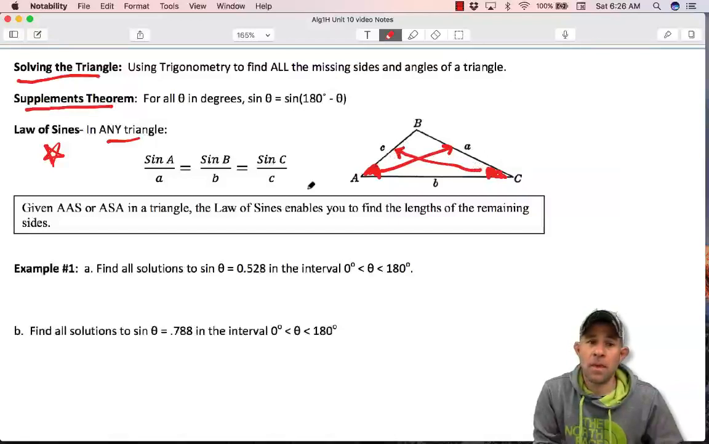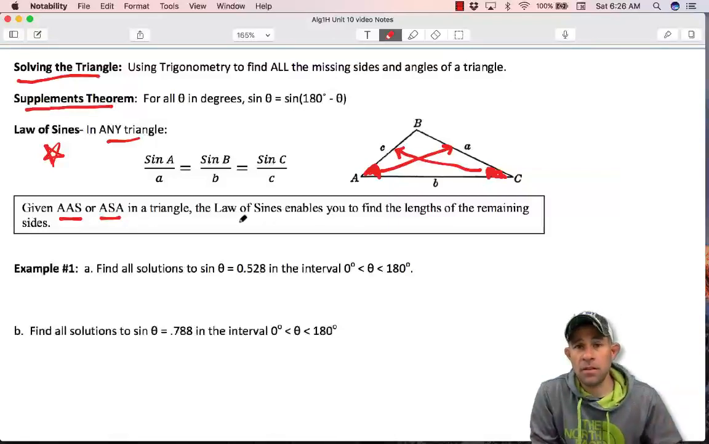Now, this will work for us when we have these given situations, when we have angle, angle, side, or angle, side, angle. We're going to look to use the law of sines in order to find the remaining lengths or angle measures in that triangle.